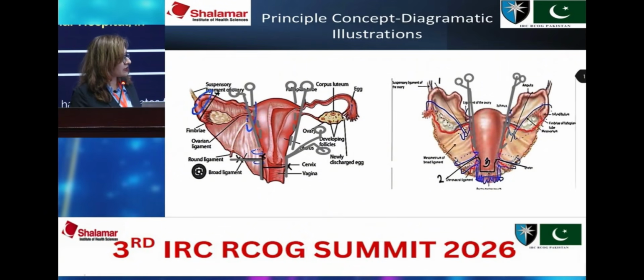And then we will extend our colpotomy on either side, parallel to these holding clamps on both sides, such that we can remove the uterus and the cervix together as a single unit.